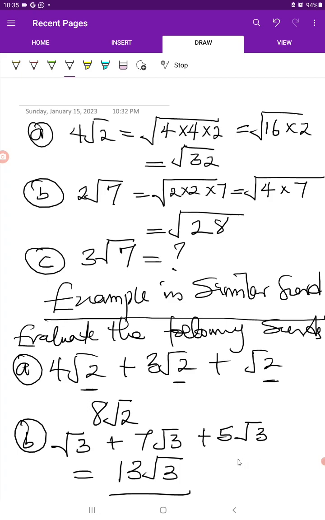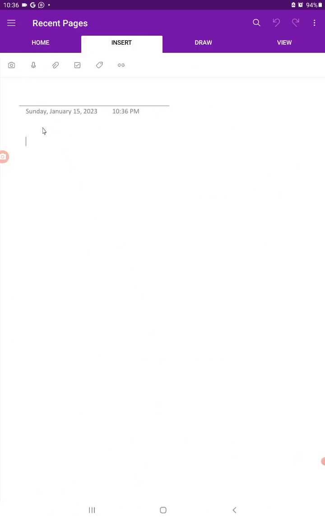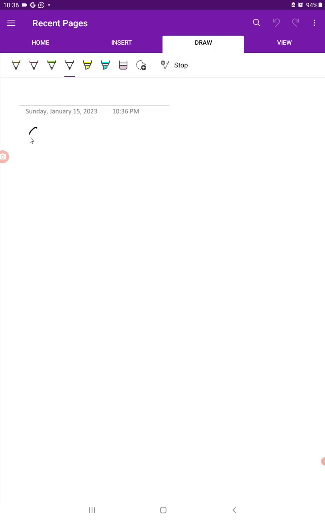So there is a way they also expand the questions in a way that you reason better. So let's solve the C part. Let's see how the C part goes: root 125 plus 4 root 5 plus root 20.